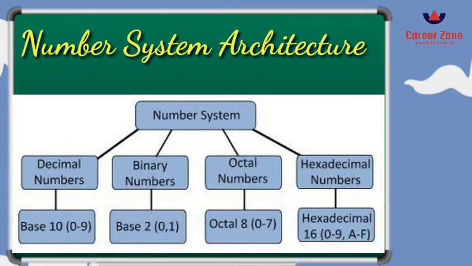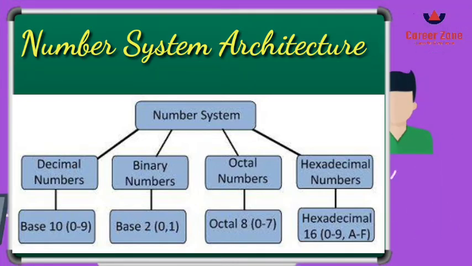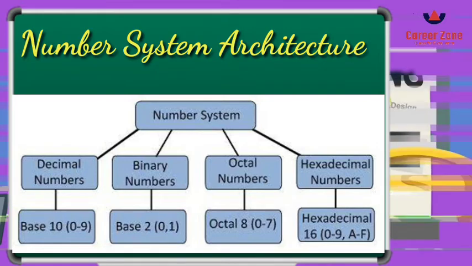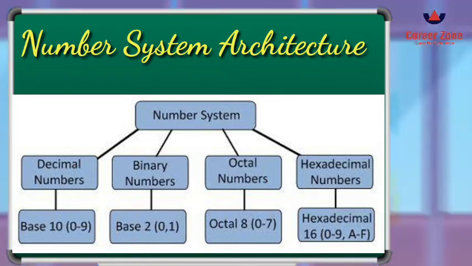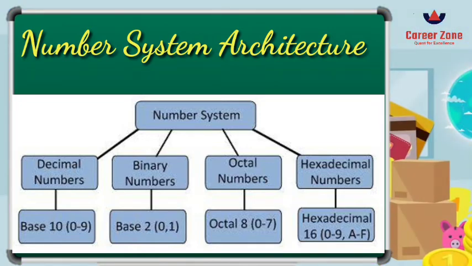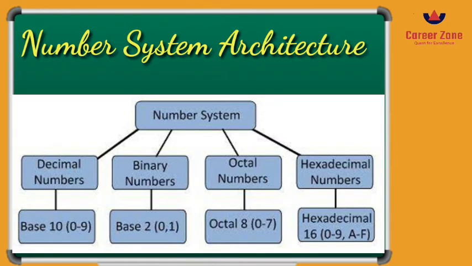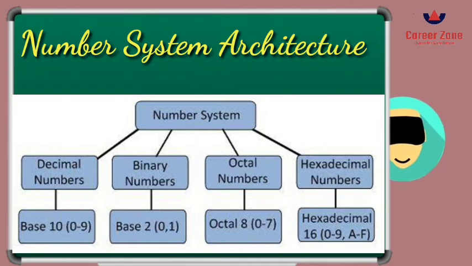The first one, decimal number system, the base is 10, which means that it supports the numbers starting from 0 till 9. Then there is a binary number system which supports only two numbers, 0 and 1, and the base is 2. Now the octal number system, the base is 8 and it supports the numbers from 0 to 7. And in hexadecimal number system, the base is 16. The numbers can be represented from 0 to 9, and then from 10 to 15, they will be represented by the alphabets A to F.